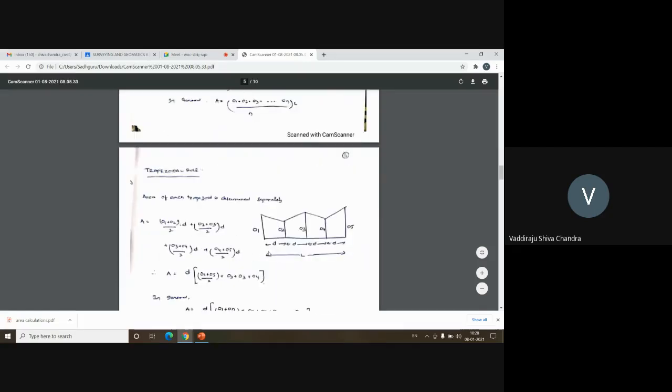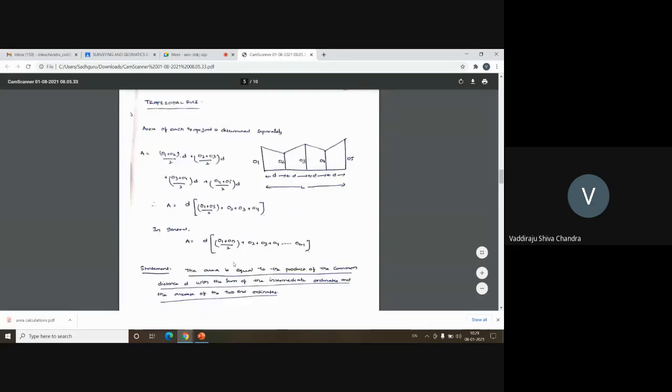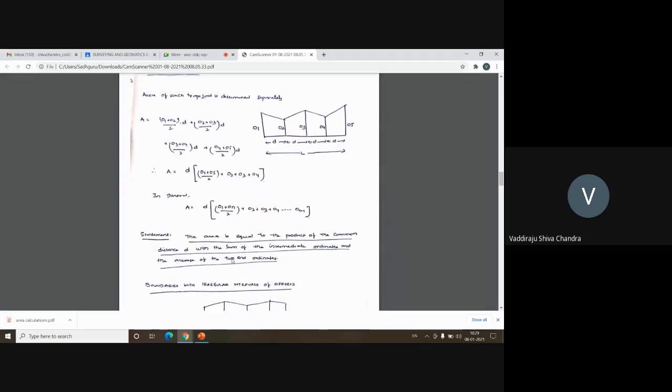But in this case, for the first trapezoid, I am taking the average of the two: O1 plus O2 by 2 into D, and O2 plus O3 by 2 into D, O3 plus O4 by 2 into D, O4 plus O5 by 2 into D. And if I add all those things, I'll be getting A is equal to D into O1 plus O5 by 2 plus O2 plus O3 plus O4. If you write that in a general form, A is equal to D into O1 plus On, where n is the last ordinate, divided by 2, plus O2 plus O3 plus O4 up to On minus 1.